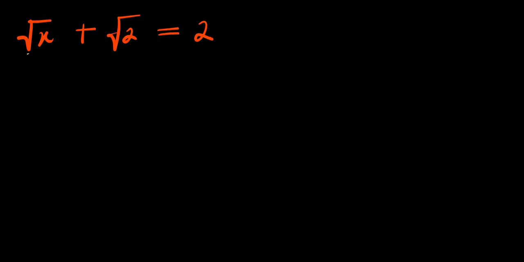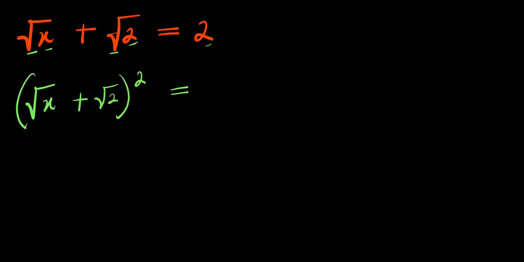Hello, how to solve square root of x plus square root of 2 equals 2, solving for all values of x that satisfy this equation. So let's start by taking the squares of both sides of this equation. So we have (square root of x plus square root of 2) raised to the power of 2 equals 2 raised to the power of 2.